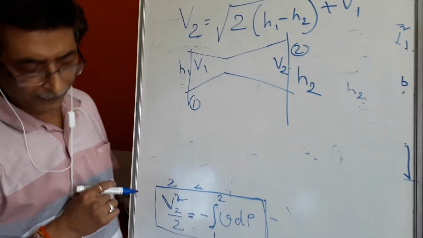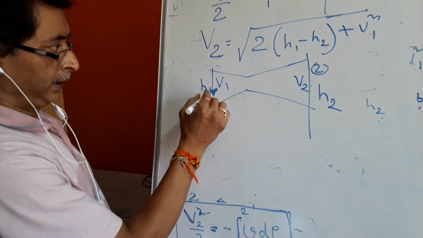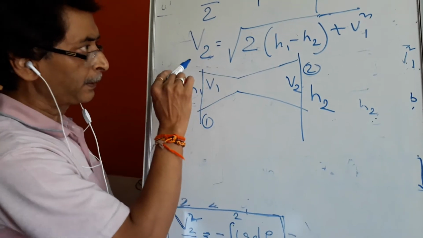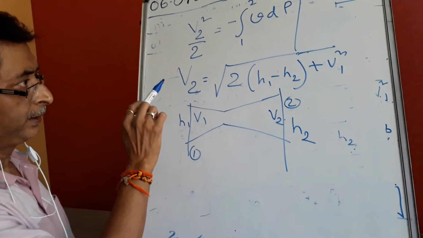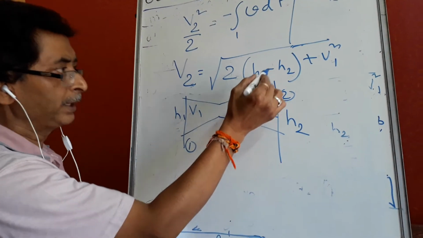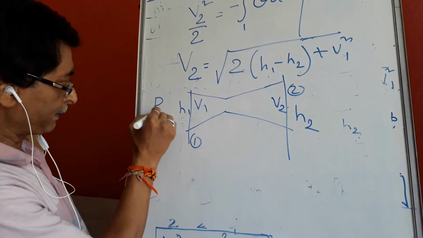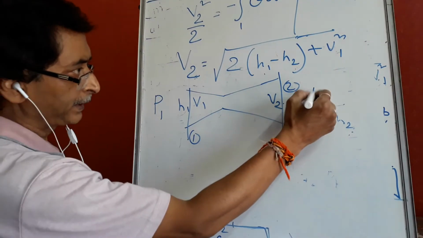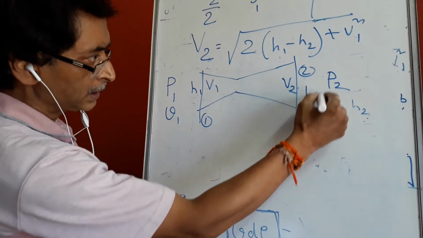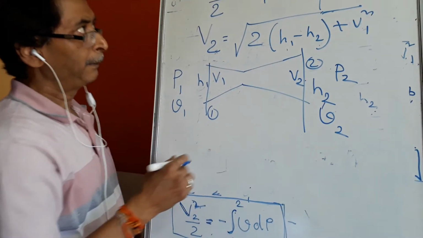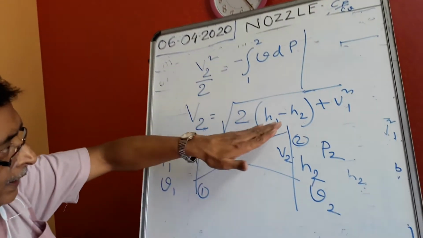We have done that. But here, if we want to find out the velocity, then I have to know the enthalpies H1 and H2. But what is the pressure here? P1. What is the pressure here? P2. What is the specific volume? Small v1. What is the specific volume here? Small v2. But to find out the velocity, I have to find out H1, H2.